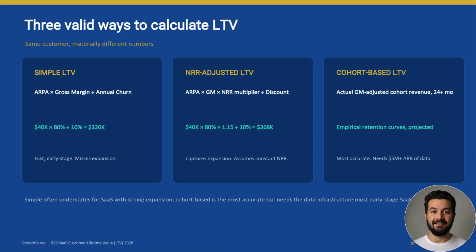Simple. ARPA times gross margin divided by churn. 40K times 80% over 10% is 320K. NRR adjusted adds an expansion multiplier. That same customer becomes 368K. And cohort based tracks actual revenue from real cohorts over 24 plus months. It's the most accurate, but it needs the most data.